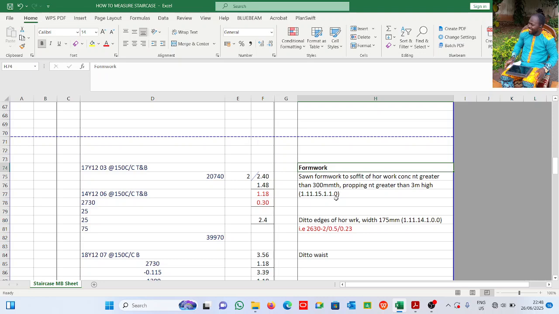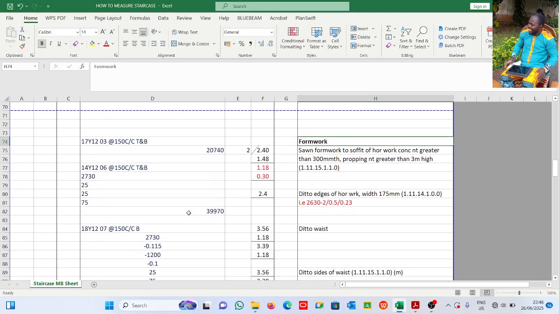Okay. So, of course, all what we have done concrete for, we'll put reinforcement: the landing, the waist, the riser and the step, riser and tread, the beam. We're going to put formwork in all of them. Okay, so this is basically what we have here. This is our landing, 2.4 by 1.48.